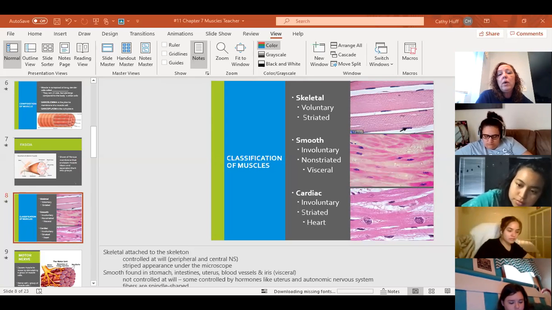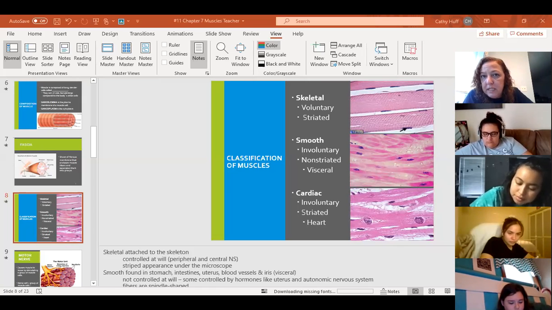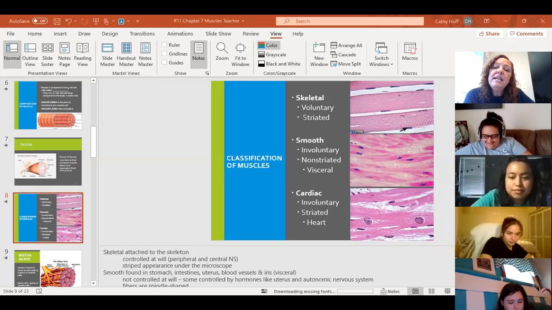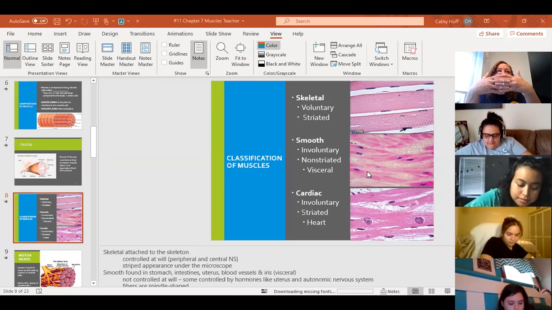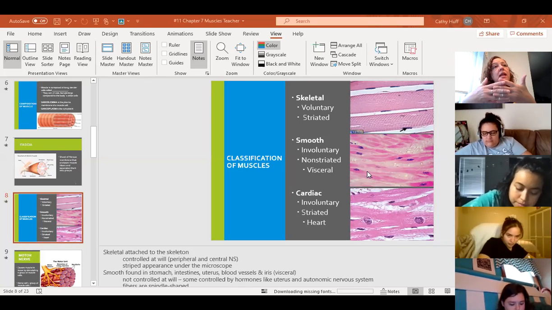It's not like I can say, okay, on the count of 3, everybody move their duodenum to the left. Doesn't work that way. And it is not stripy. The reason for that is the way that the proteins that cause the muscle contraction to happen are arranged differently in the smooth muscle than the skeletal muscle.